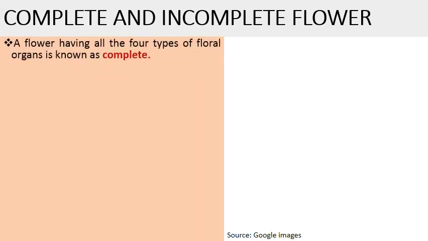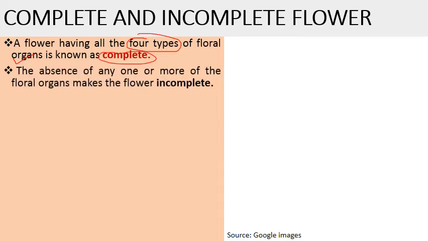Next comes complete and incomplete flower that I have already discussed. A flower is said to be complete when it bears all four types of floral whorls. If all four types of floral whorls are present, those flowers are called complete flowers. If any of these floral organs or floral whorls are absent, that flower is said to be incomplete.